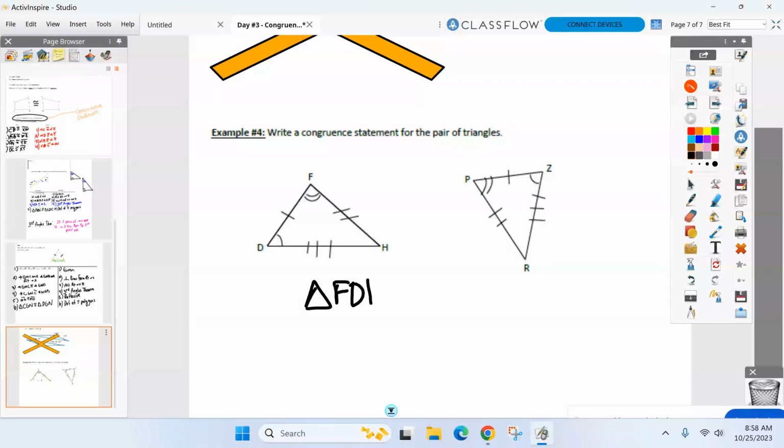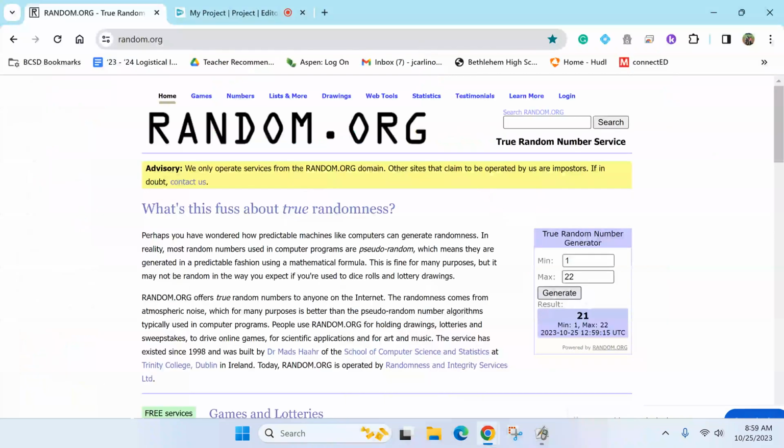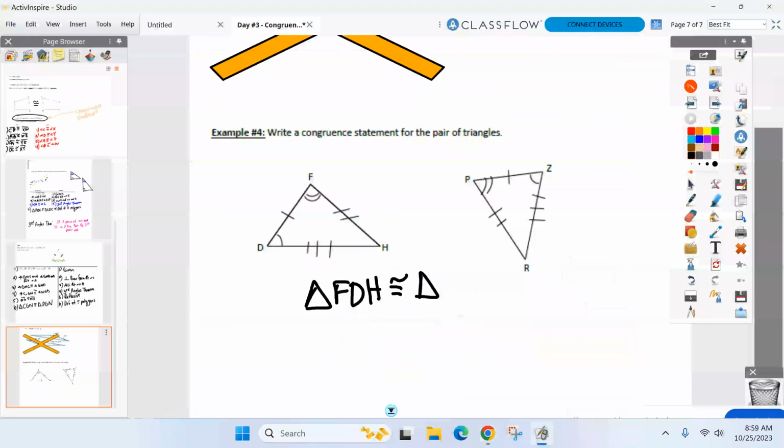FDH. All right, everyone. Saddle up. We go FDH. How you naming the next triangle? Again, make sure the angles match up that correspond. Angles and sides match up. Angles and sides. All right, we're going FDH. What are we calling the other triangle? Ooh, Lauren, let's go. Finish this off right. What do you have? PZR.